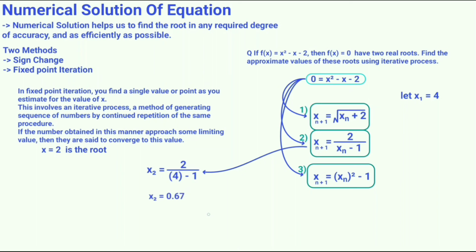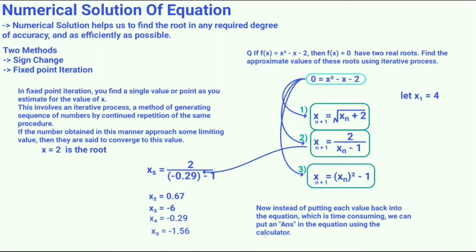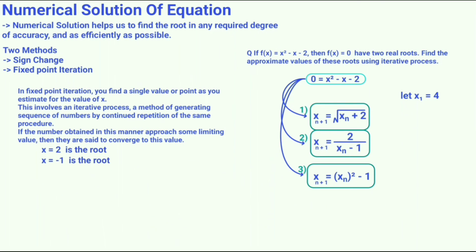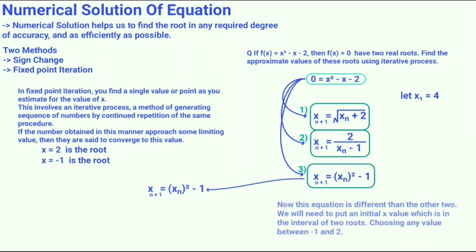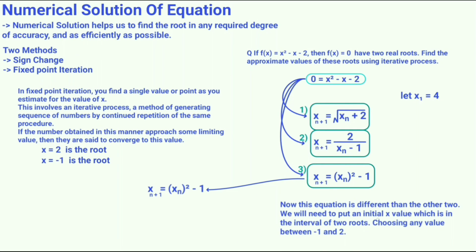Okay, now next one. So if you put 4, we get another one. And now instead of putting each value back into the equation, which is time consuming, we can put the answer in the equation using a calculator and keep on pressing equals until we get a converged value. In this case, we get x equals minus 1 is the root. So we got the 2 roots. But what about the third one?